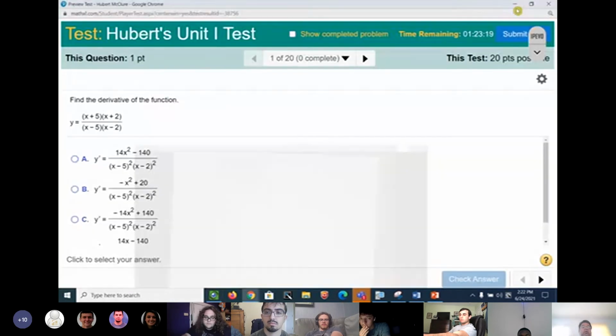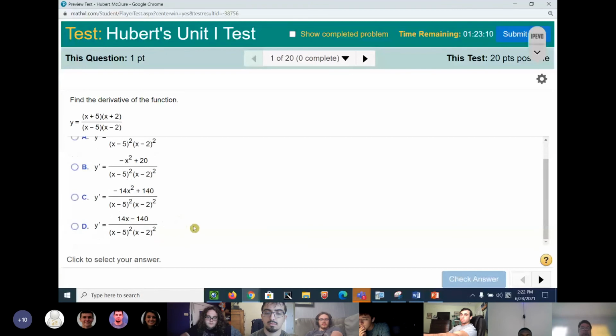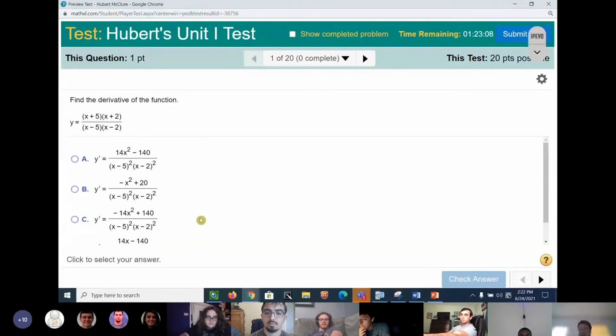Let's see what they got. Wouldn't it be negative 14x squared plus 140? Wouldn't it be negative 14x squared? No, it's 7x and 7x. Oh, I thought there was a negative in there. Sorry. I believe it's this one right here, but why is it negative 140?